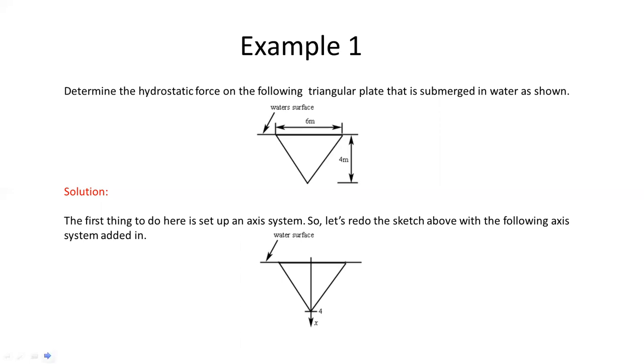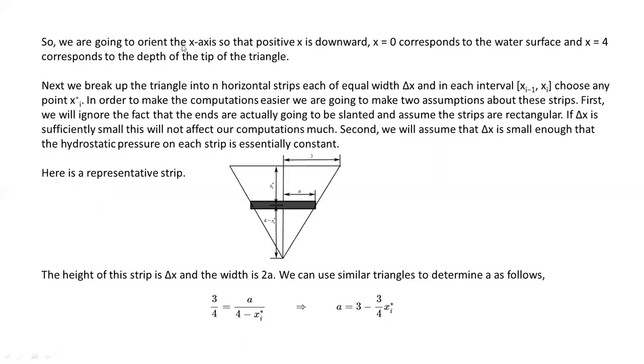Now, let's move on. We are going to orient the x-axis so that the positive x is downward and x equal to 0 corresponds to the water surface, and x equal to 4 corresponds to the depth of the tip of the triangle. So that was explained already. Now we break up the triangle into n horizontal strips. So you place horizontal strips in your triangle. You can have one here also. You can also have another one in here. And as such, you can visualize that this entire triangle of yours is made up of these small rectangular strips.